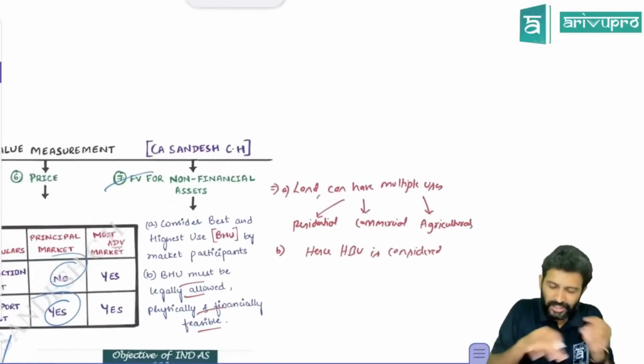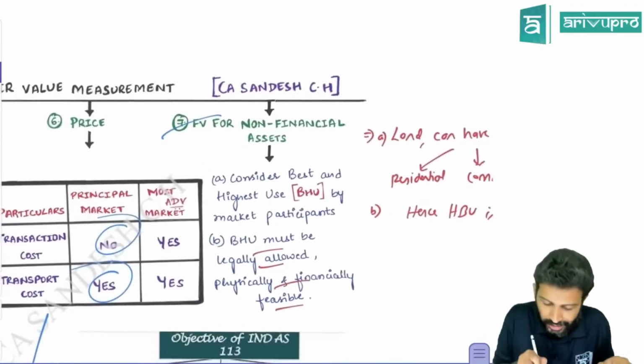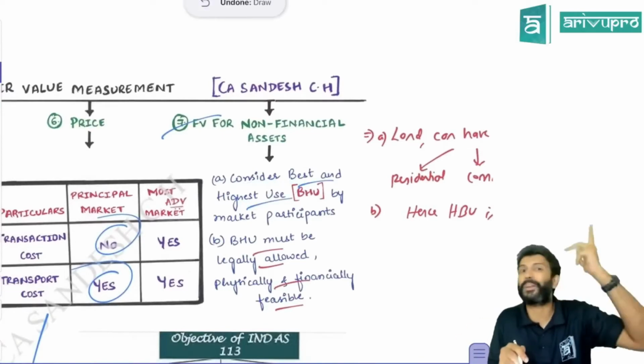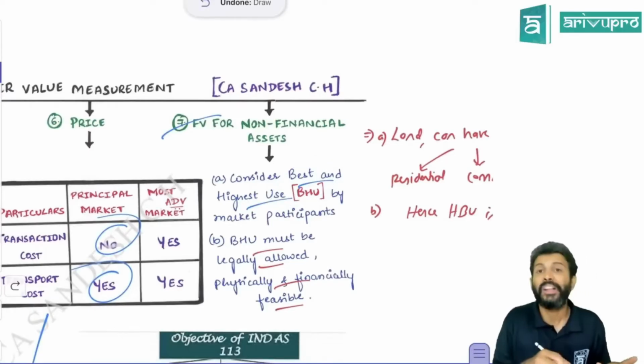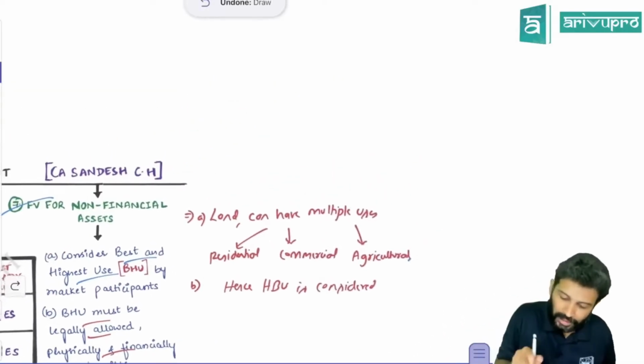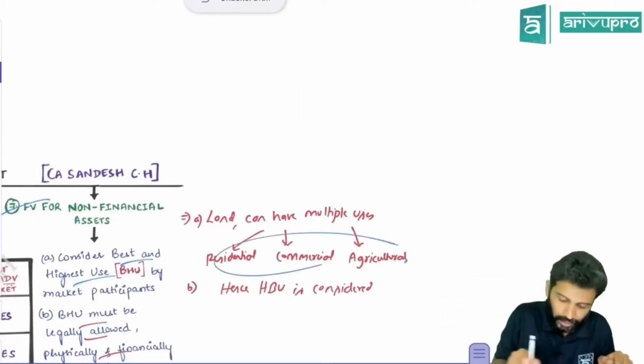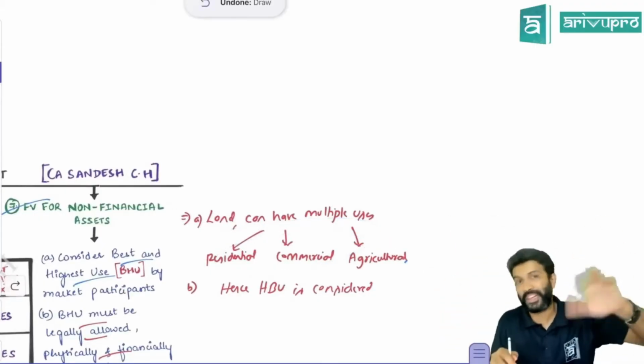The standard says since these assets have multiple uses, you should consider highest and best use. I have written best and highest use, but you can also call it highest and best use, HBU. You should consider this. If you have multiple uses, you consider the highest and best use among all the three. Compare the three and take the highest one. Highest and the best.